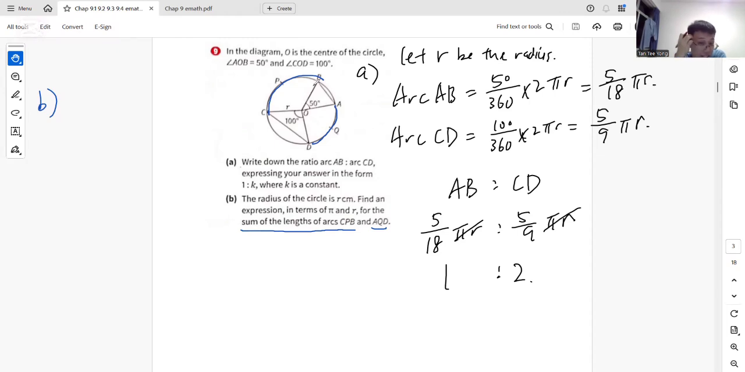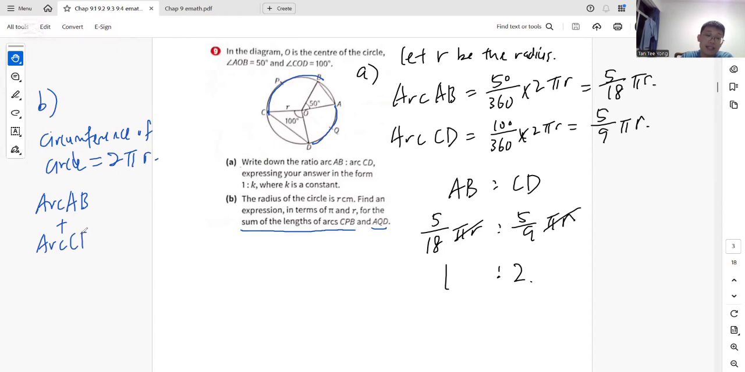But recall, just now we already found CD and BA. So the idea is this: we are going to find the circumference of the whole circle minus away arc AB and minus away arc CD. So first, let's start by finding the circumference. The circumference of the circle will be equal to 2 pi r. Then arc AB plus arc CD is equal to 5 over 18 pi r plus 5 over 9 pi r.